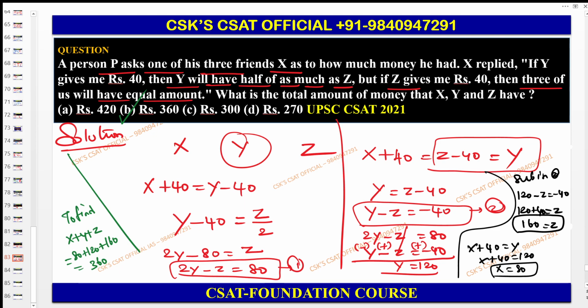Okay, the total amount is this one. Now, what are the possibilities? They may ask you to find out the arithmetic mean. They may ask you to find out the average of the total money. In that situation, what is the answer? If you want to find out the average, it is 120.